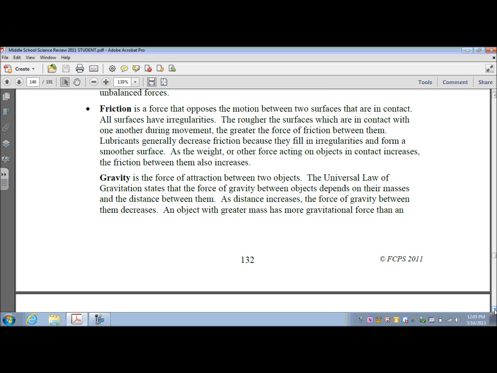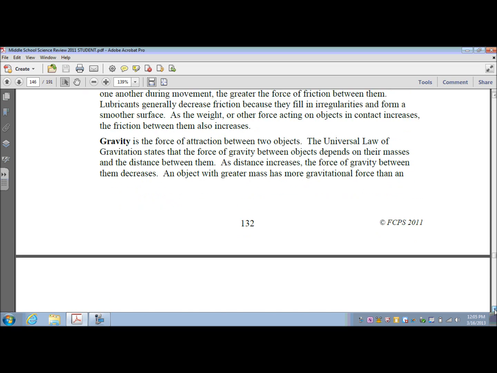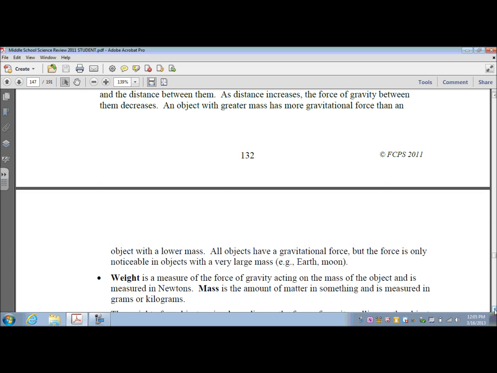Gravity is the force of attraction between two objects. The universal law of gravitation states that the force of gravity between objects depends on their masses and the distance between them. As distance increases, so as two things get further from one another, the force of gravity between them decreases. An object with greater mass has more gravitational force than an object with a lower mass.